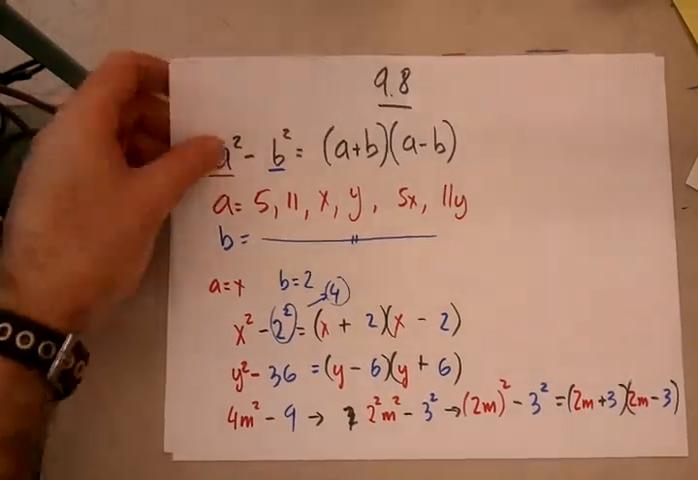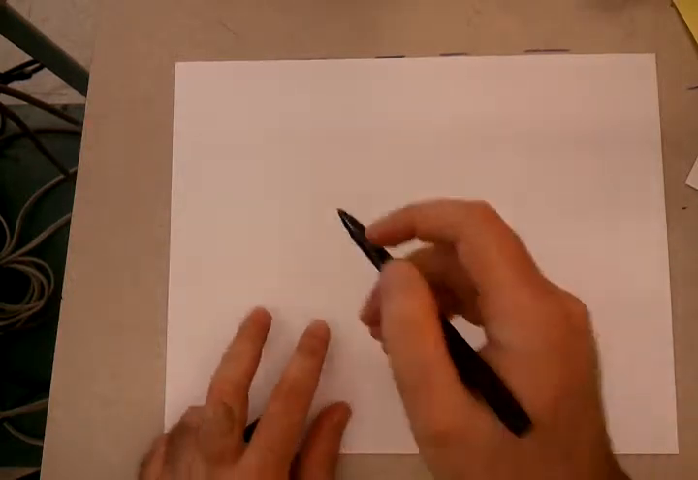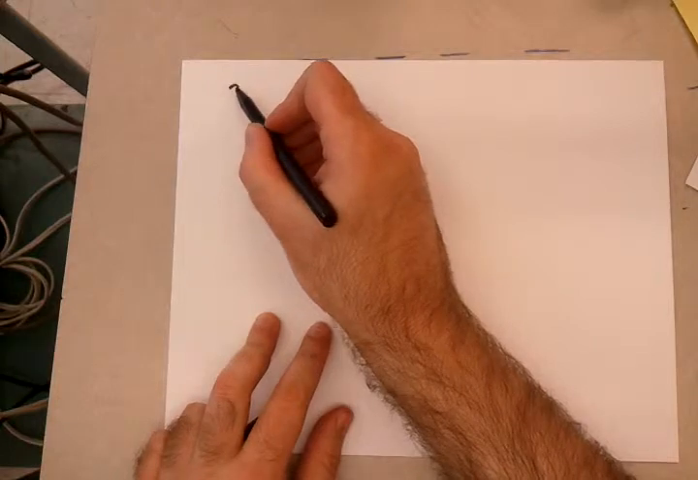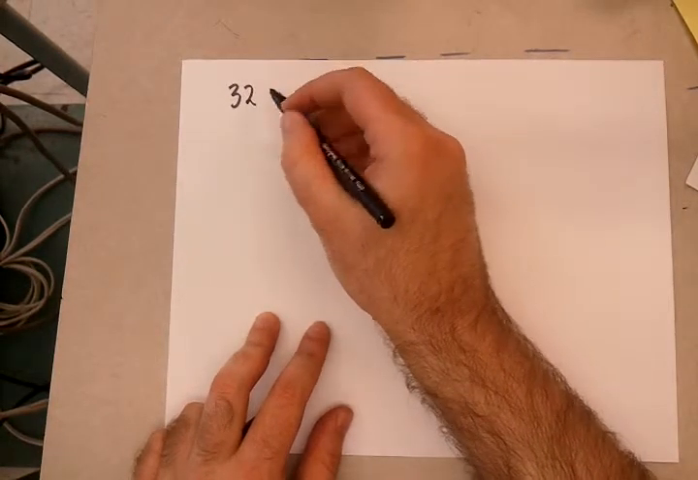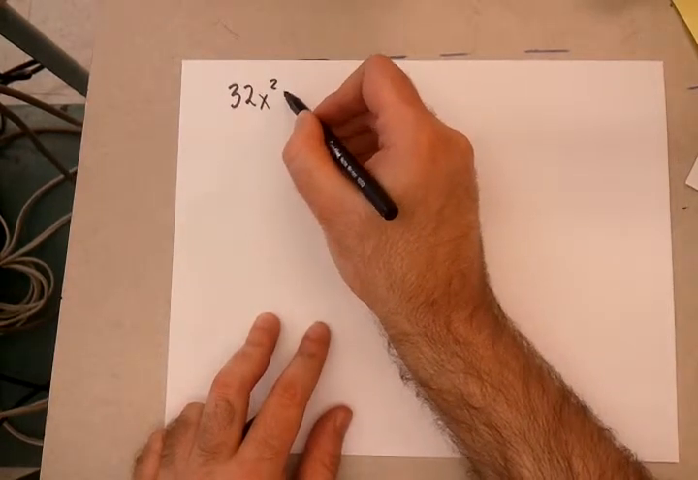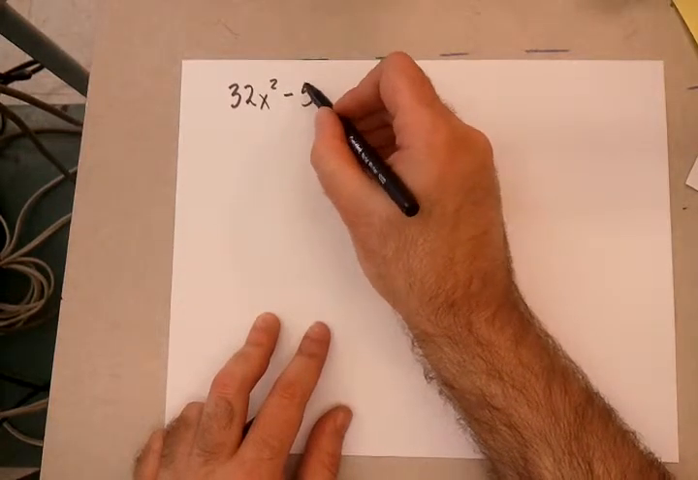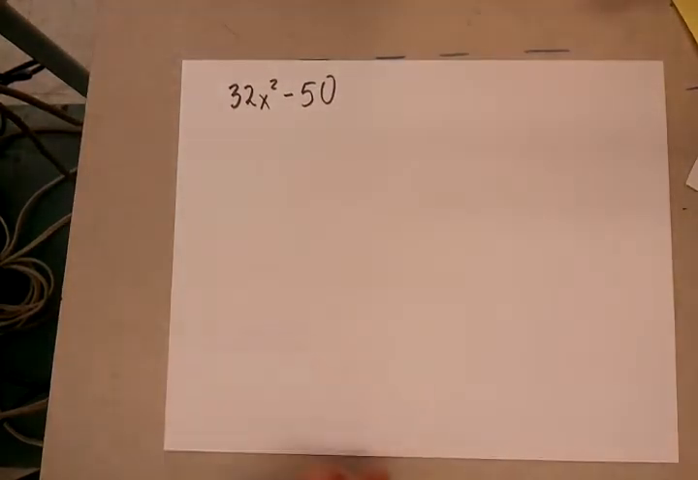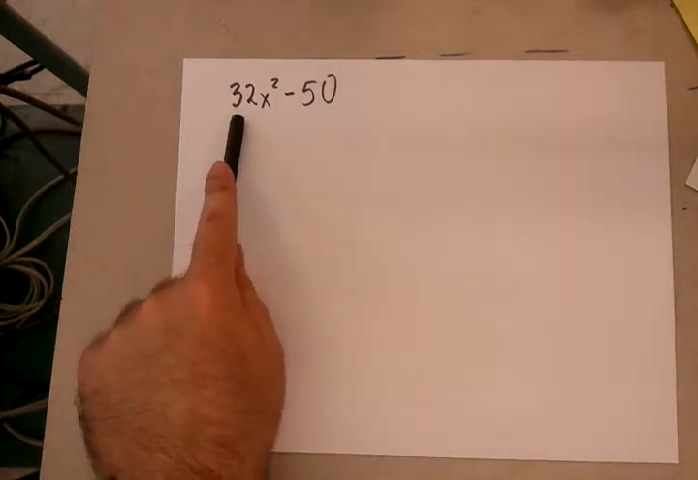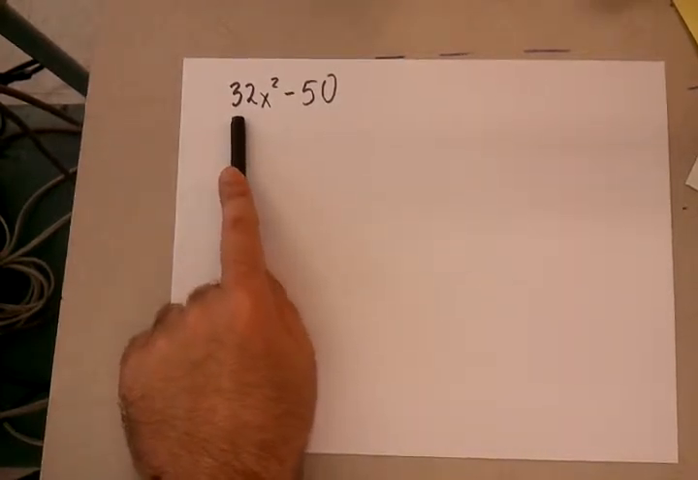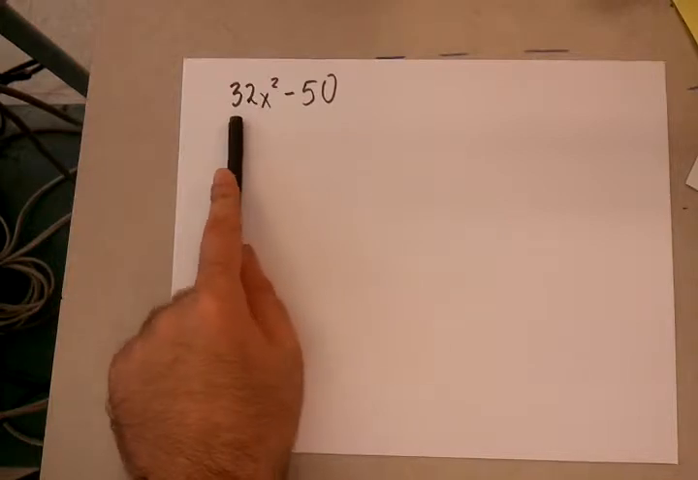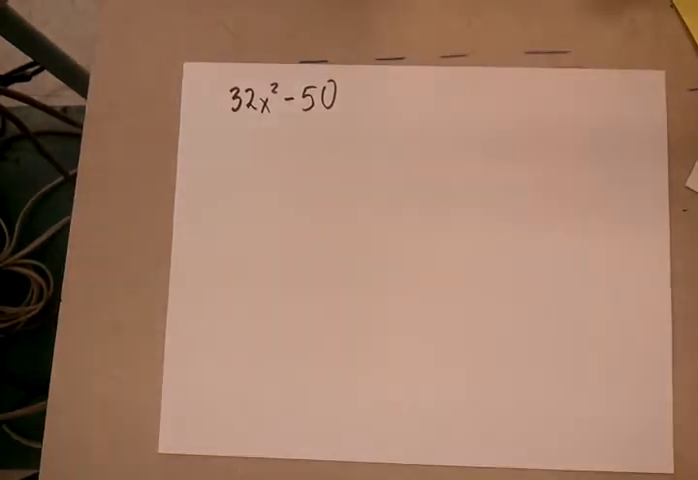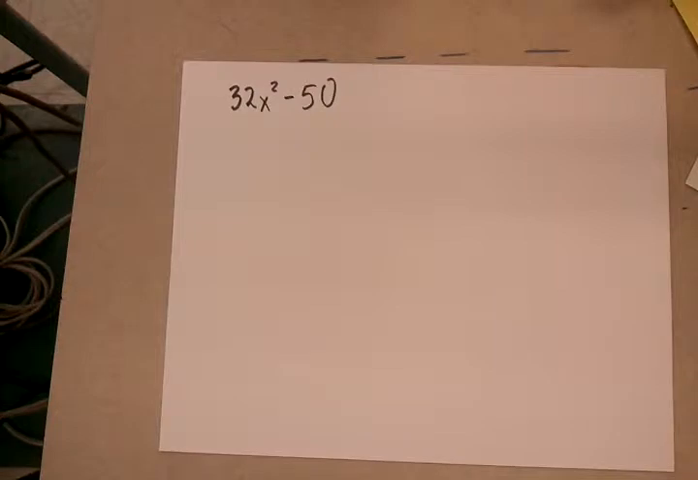So let me flip the page. So what if I had a problem that looked like this? 32x squared minus 50. So you're looking at this problem, and the 32 is not a perfect square. There are no two identical integers that multiply together to give you 32. Same thing with 50. They're not perfect squares.